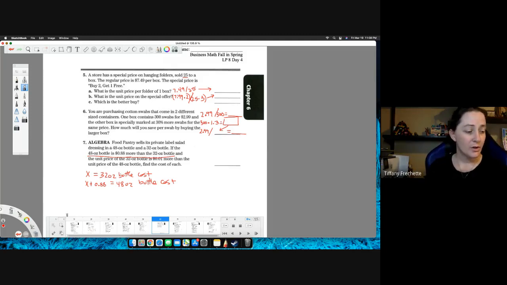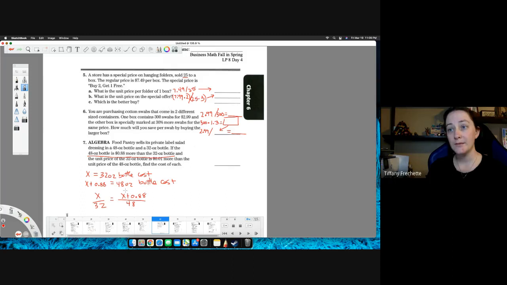So first, we need to start setting up basically a price per unit. And it's going to be an equation where we want to set them equal to each other. So first, we want to know price per unit for the 32-ounce bottle. So we'd have price per unit, right? Same kind of idea we've been doing on these other ones. We just don't know what the price is. We're trying to figure that out. And we're going to set that equal to the price per unit for the 48-ounce bottle. So we're going to have X plus 0.88 over 48.